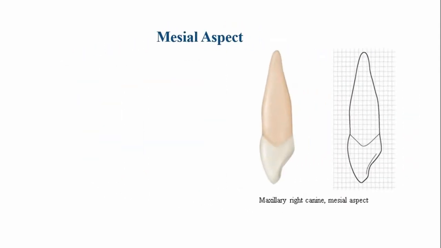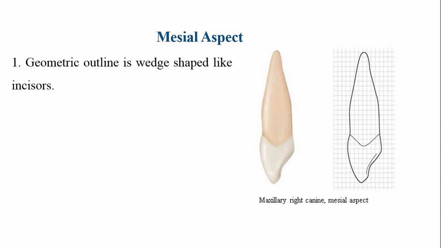Moving to the mesial aspect, the main characteristic features for the maxillary canine from this aspect: first, the geometric outline is wedge-shaped, just like the incisors. So it's triangular or wedge, with the base near the cervix and the apex of the triangle at the cusp tip.